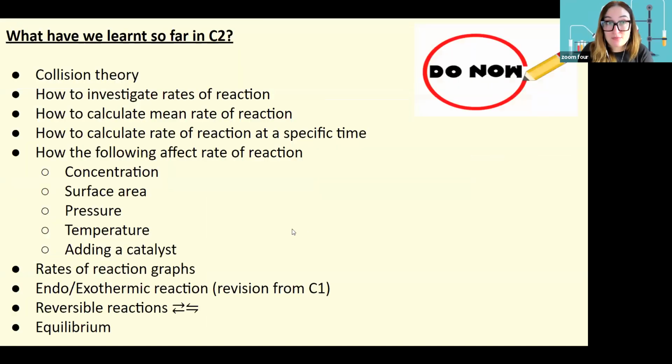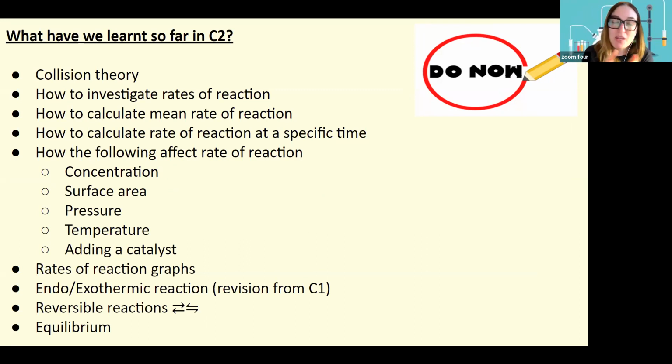Now, we have done quite a lot in this module already. In fact, when I wrote this out earlier, I was thinking, we've only done 2 webinars of C2. And then I looked at all of the things we've covered, and I was like, wow, that's pretty impressive. But actually, we know, don't we, that lots of this all comes together.